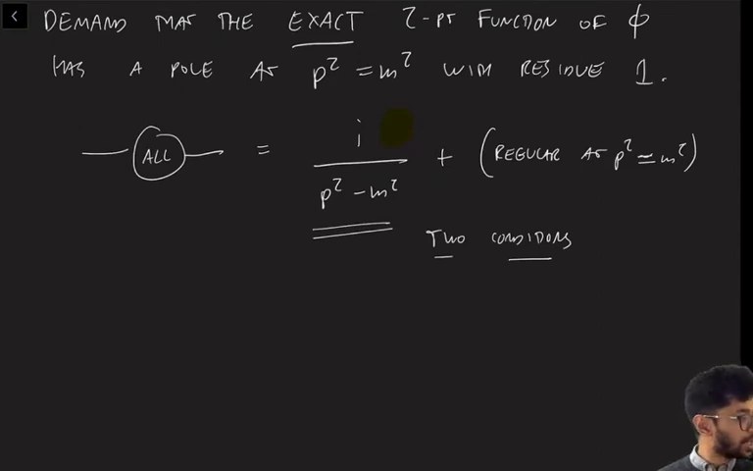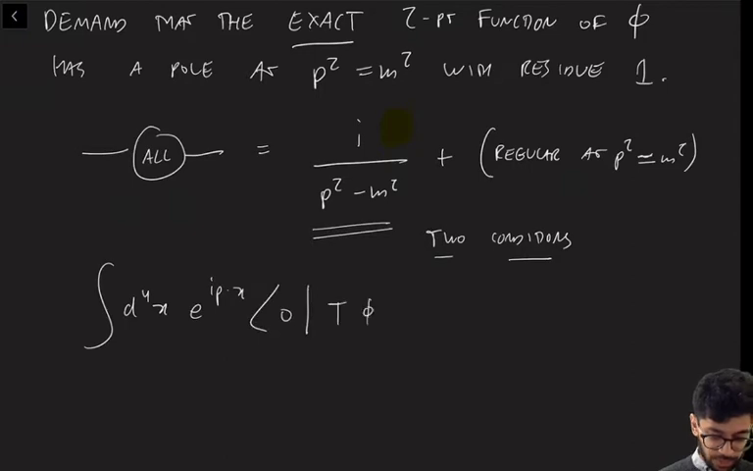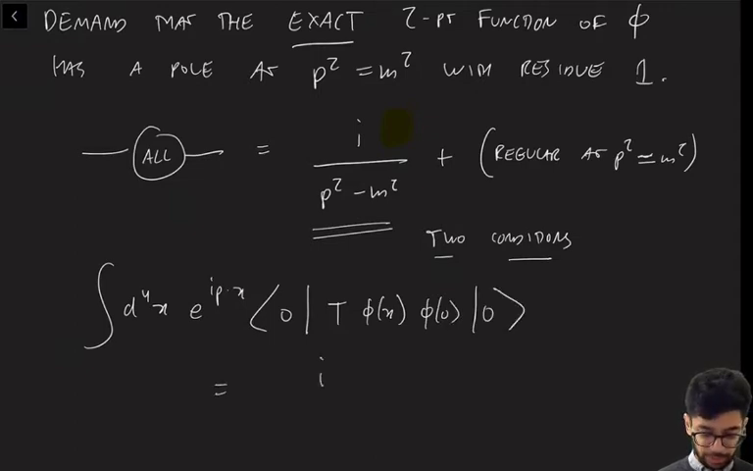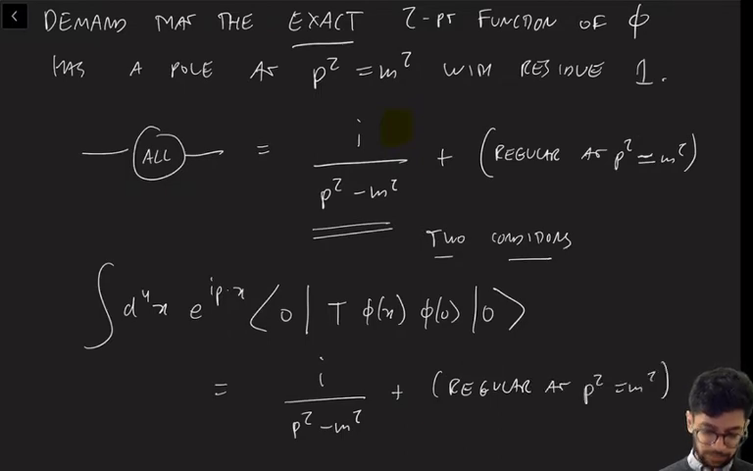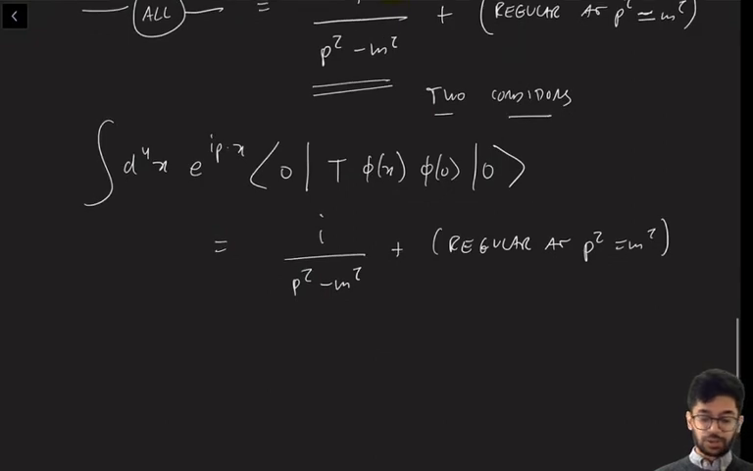And let me just write that in formulas without this pictorial thing, just to make completely clear what I mean. What I mean is that the precise two-point function, the integral d4x e to the i p dot x of the time ordering of phi(x) phi(0), equals exactly what I wrote above, i over p squared minus m squared plus bits that are regular at p squared equals m squared. Okay, so that is conditions on m squared and on z.